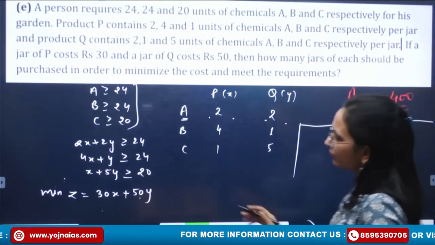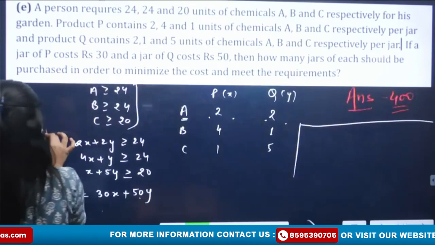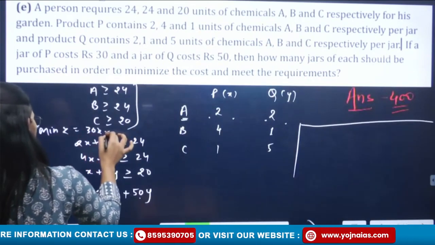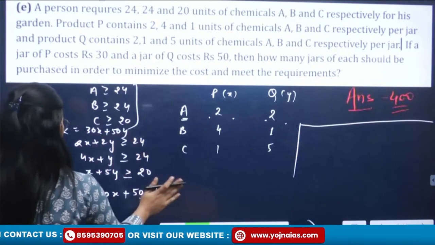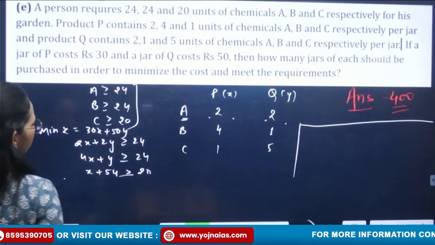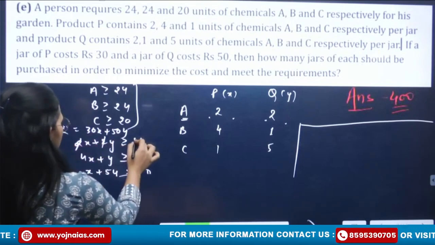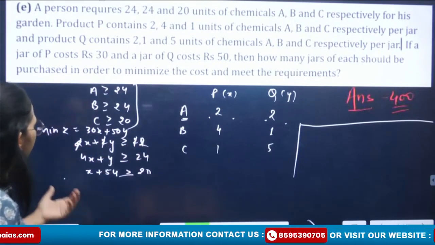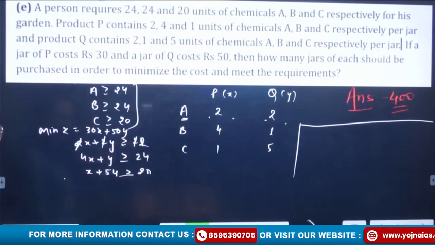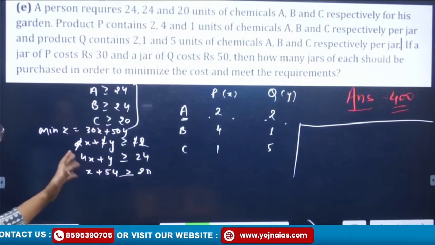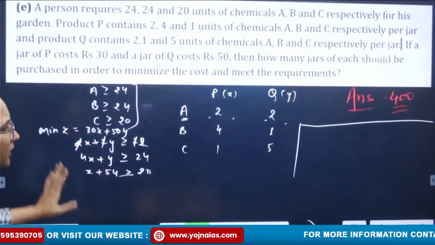Okay. We will write this here. Minimize z is equal to 30x plus 50y. And that is why this is the formulation of LPP, or you can write this as 1x, 1y is equal to 12. Or nothing common comes up, right? X plus y is equal to 12. Now you have three equations in two variables, so you can use the graphical method directly.